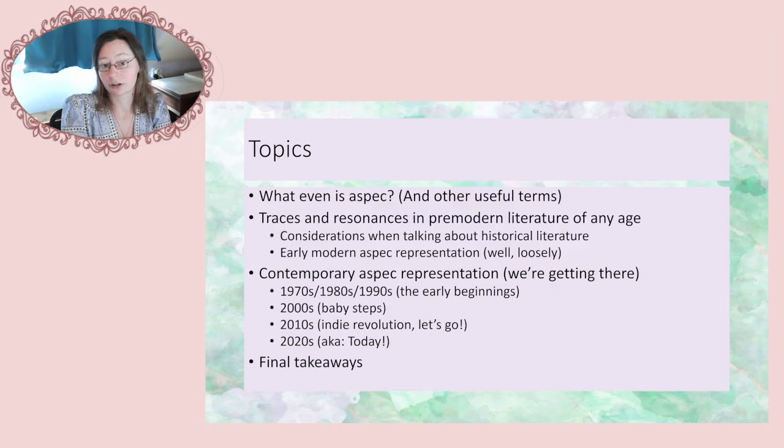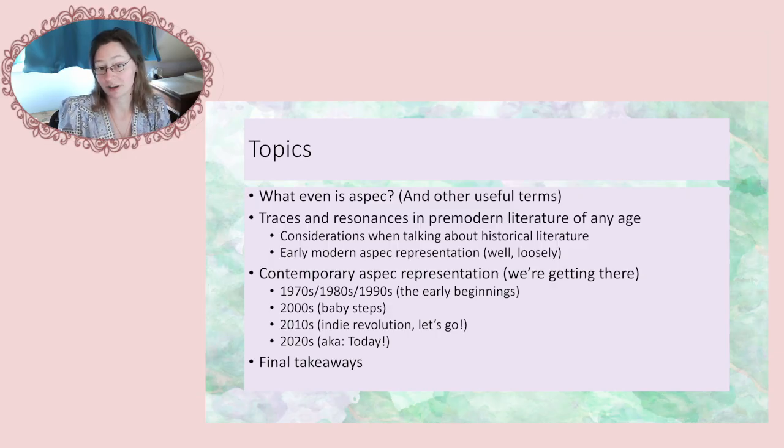So yeah, then we're just going to look at some other terms that are useful to make sure that you know how I'm using them so you can get the most out of this video. Then we're going to look at traces and resonances in pre-modern literature of pretty much any age. We're going to look at some considerations when we're talking about historical literature, and some early modern Aspec representation loosely. If you've not gathered it from the previous section where I defined it, this area is not my speciality.